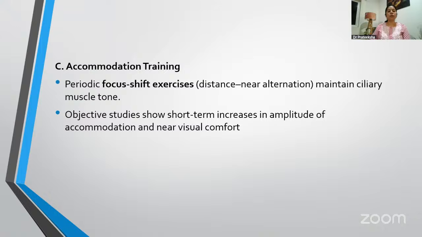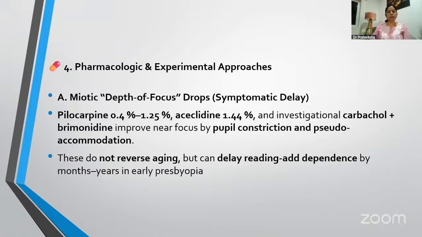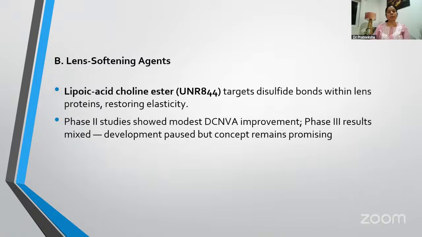Accommodation training: periodic focus shift exercises, distance-near alternation, maintain the ciliary muscle tone. Objective studies showed a short-term increase in amplitude of accommodation and reduced near visual discomfort. Pharmacological and experimental approaches: we have miotic depth-of-focus drops that symptomatically delay presbyopia, pilocarpine 0.4% to 1.25%, 1.44%. Investigational carbachol and brimonidine improve near focus by pupil constriction and pseudo-accommodation. These do not reverse aging, but can delay reading glass dependence by months or years in early presbyopia.